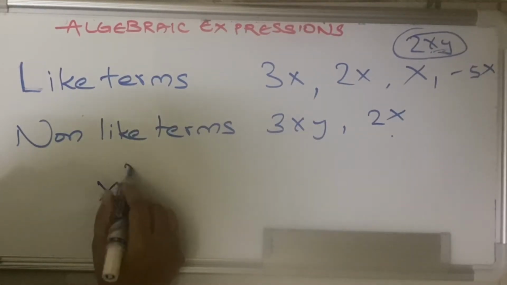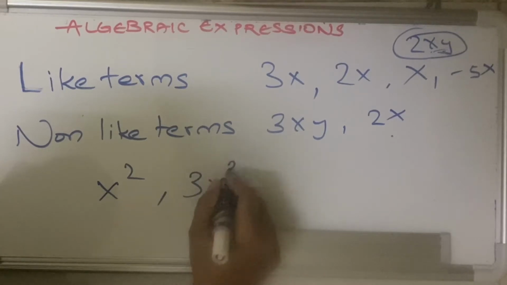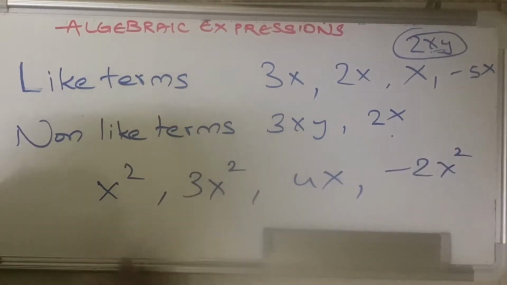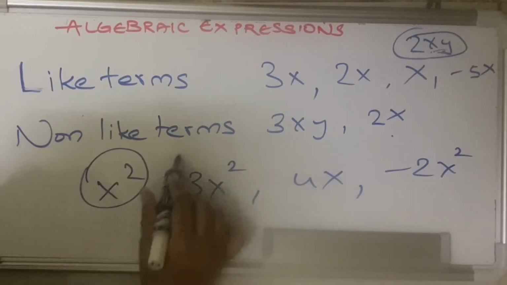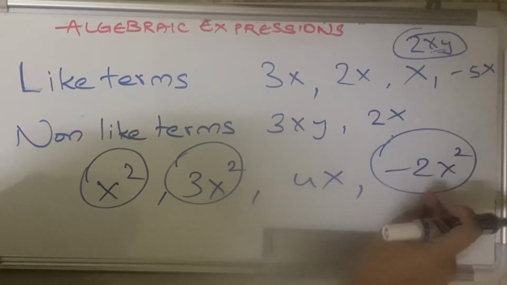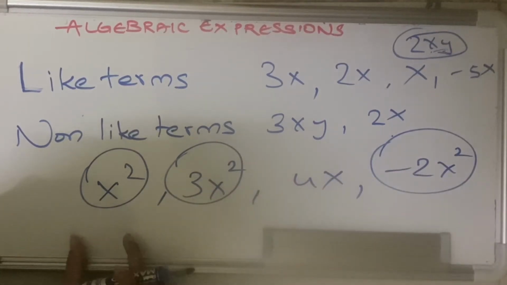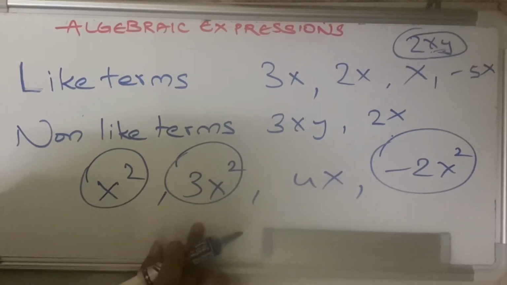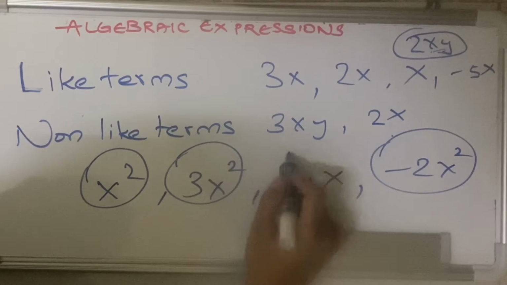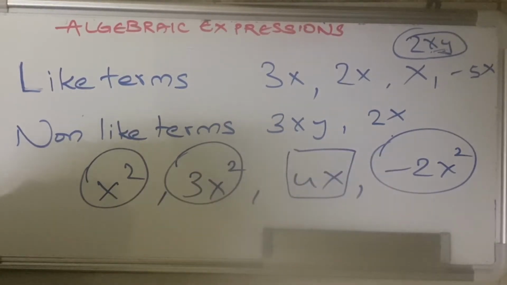So if you have x squared, 3x squared, 4x, minus 2x squared, whichever term has x squared as its variable, we call them like terms. So here x squared, 3x squared and minus 2x squared are like terms, whereas 4x is not a like term. It doesn't belong to this particular family. So if you have the same variable for terms, we call them like terms.